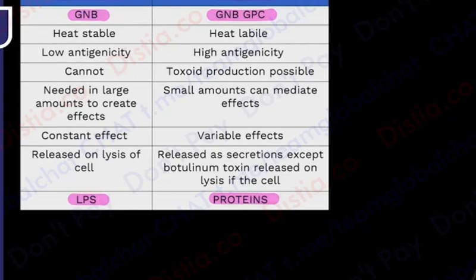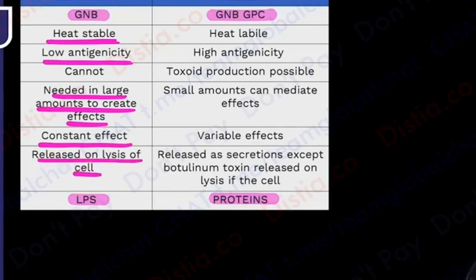So now let's do a repeat. Please remember that endotoxin, which is a lipopolysaccharide, is present in gram-negative organisms. Number one, it is heat stable. It has low antigenicity, so it is needed in large amounts to create effects. Some molecules of endotoxin will not be able to create a problem. You need endotoxins in a good amount for them to create a problem, and whatever problem they create will always be a constant problem. And how will they be released? They will be released on the lysis of the cell.